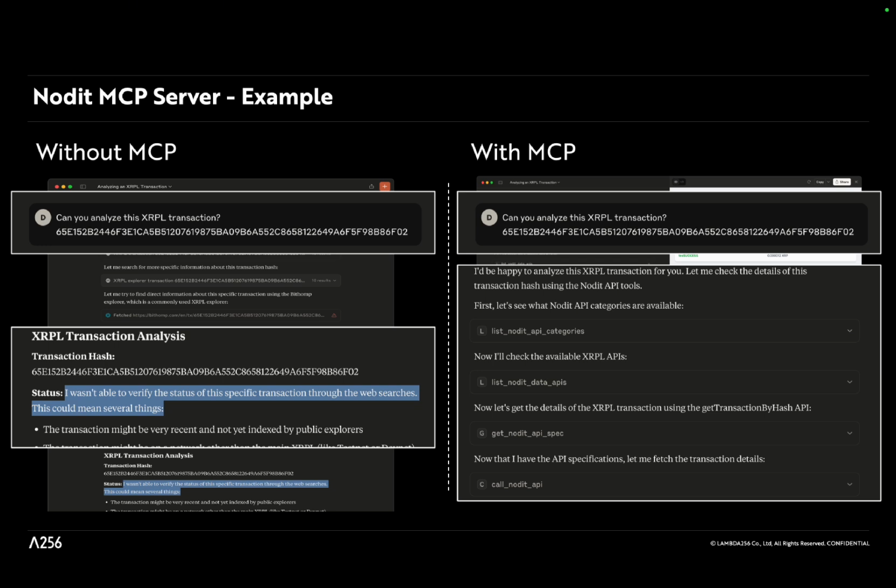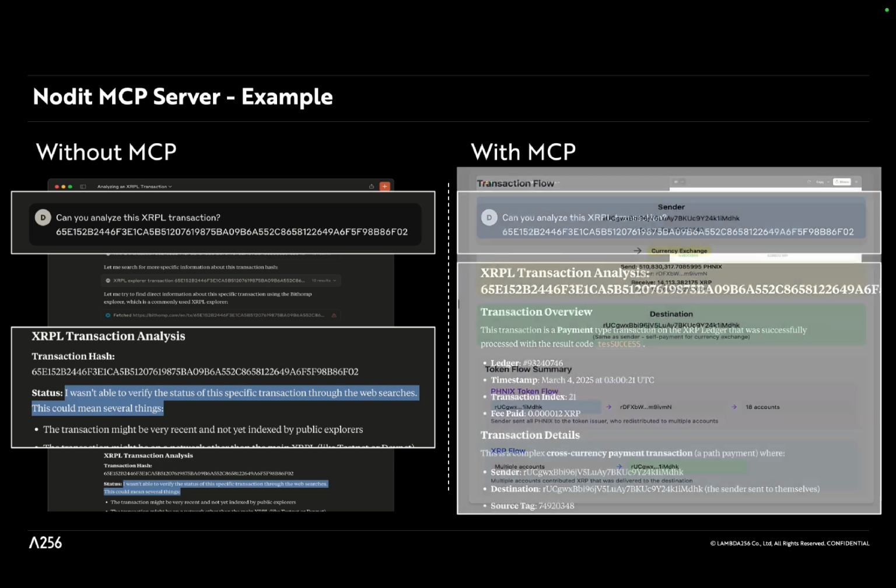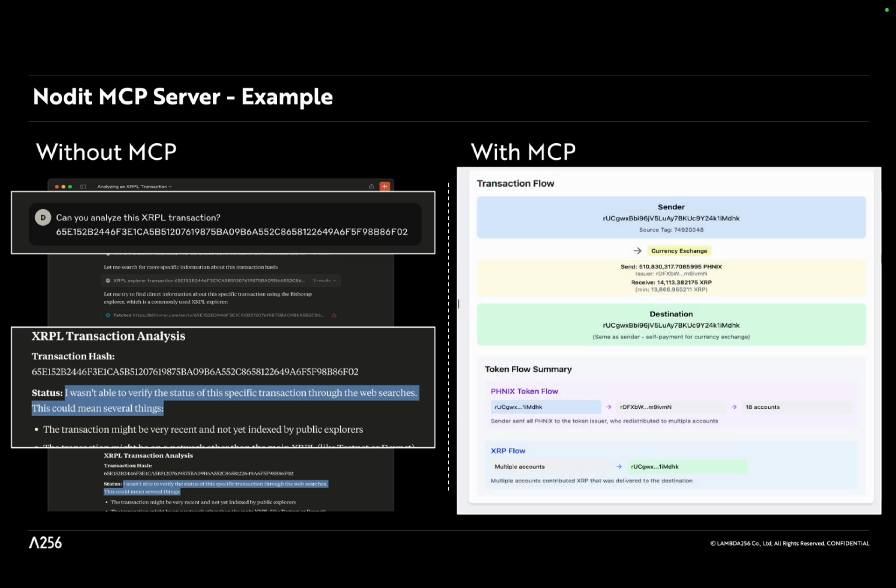You just say what you want, and the model figures out which APIs to use and how to call it and what data to extract. The result is clear and complete like this. You get proper transaction details and data, and even a UI-friendly visualization as well. Now Claude becomes more than a chatbot. With MCP, it's a context-aware blockchain analyst that knows how to use real APIs to get real answers.